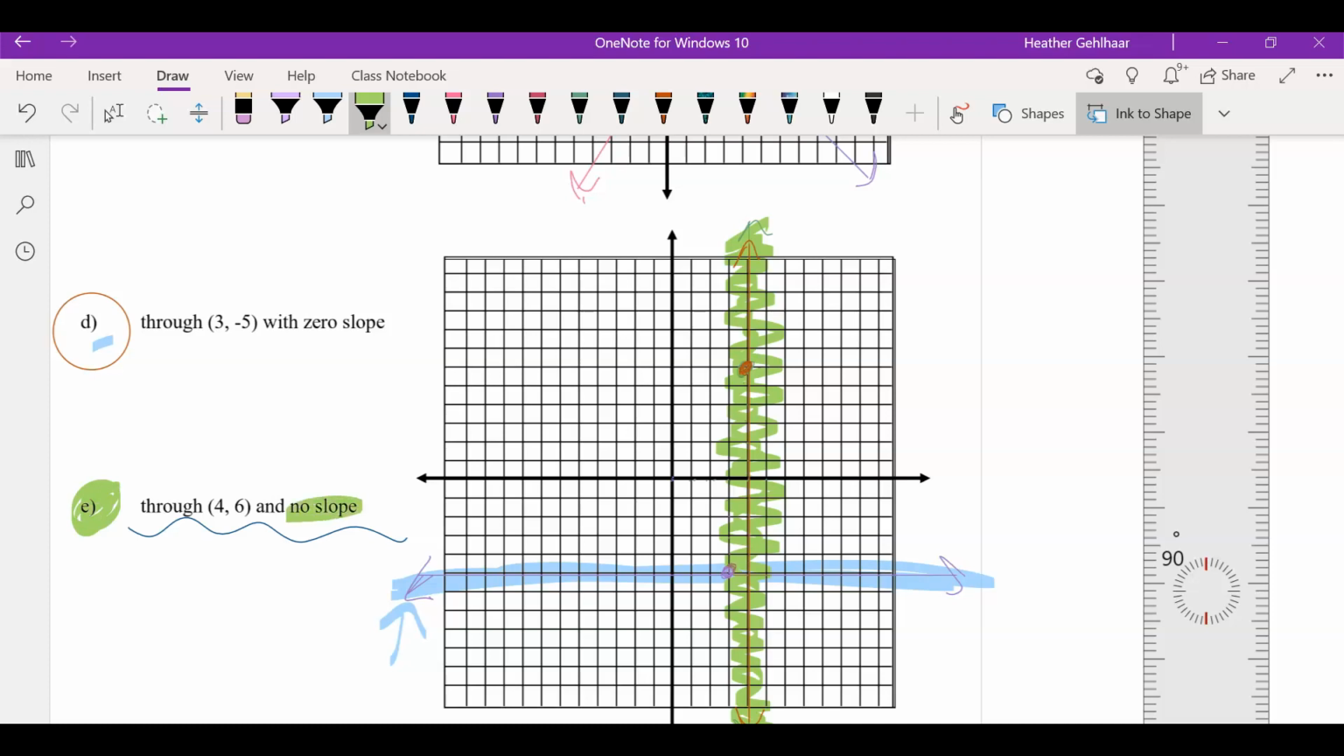Okay, the next one here, I did in green. This one has no slope. That means we know it's going to be a vertical line. It's going to go through that point vertically, and that is it.